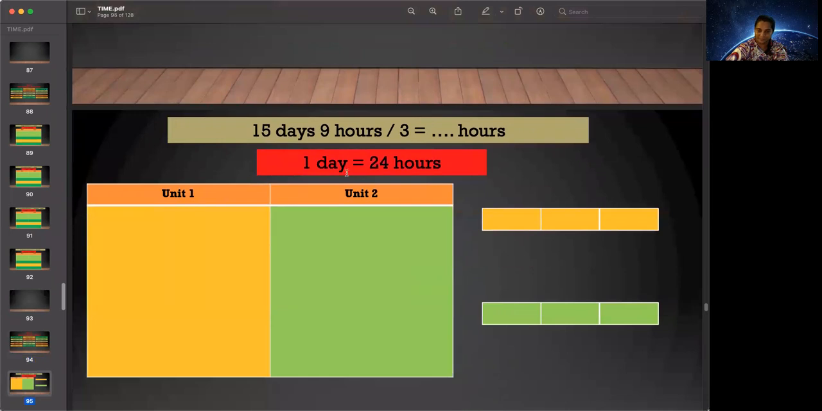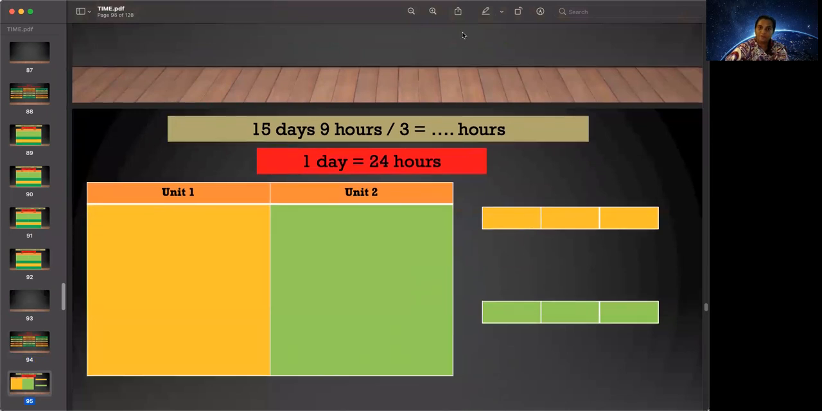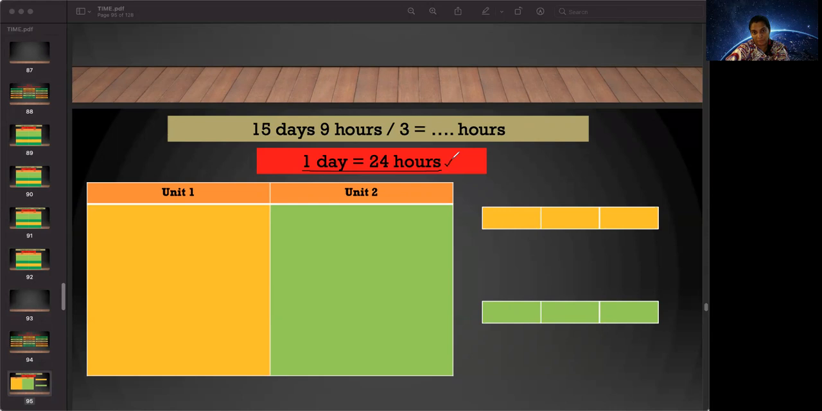Okay, over here we have a question. 15 days, 9 hours, divide by 3. So our conversion is 1 day. We know that 1 day is equivalent to 24 hours. And we are supposed to divide 15 days, 9 hours into 3.